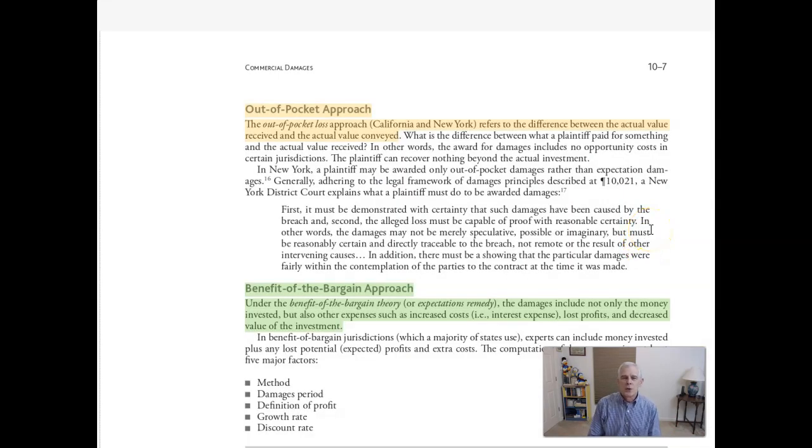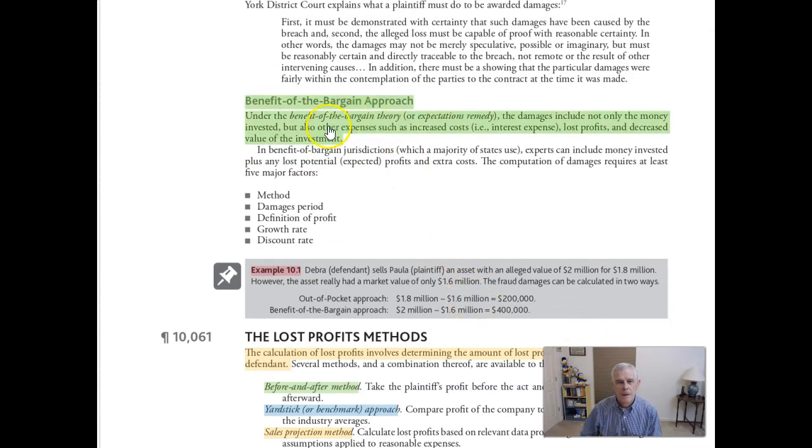Now we have several approaches that can be used. First, there's the out-of-pocket loss approach. This is used in California and New York. This refers to the difference between the actual value received and the actual value conveyed. There's the benefit of the bargain. In this one, the damages include not only the money invested, but other expenses such as increased cost, like interest expense, lost profits, and decreased value of the investment.